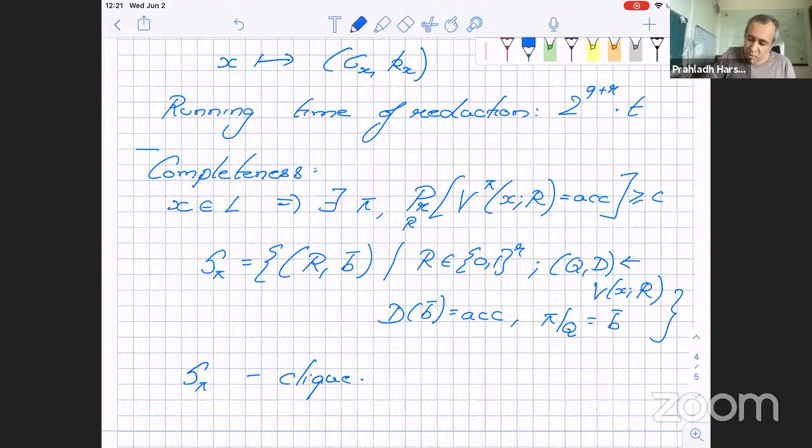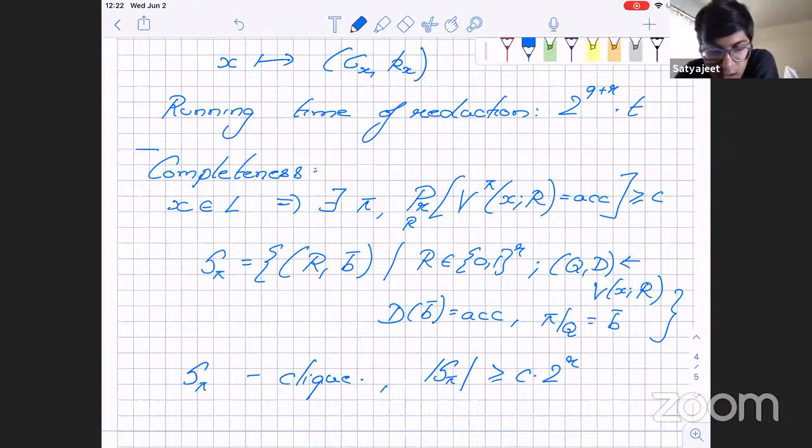And furthermore, what more do we know? What is the size of S pi? S pi is picking exactly one vertex from each part, at most one vertex from each part. But you know the number of parts it's going to pick up is at least a C fraction of them is going to have a vertex. So S pi is going to be certainly larger than C times 2 power R.